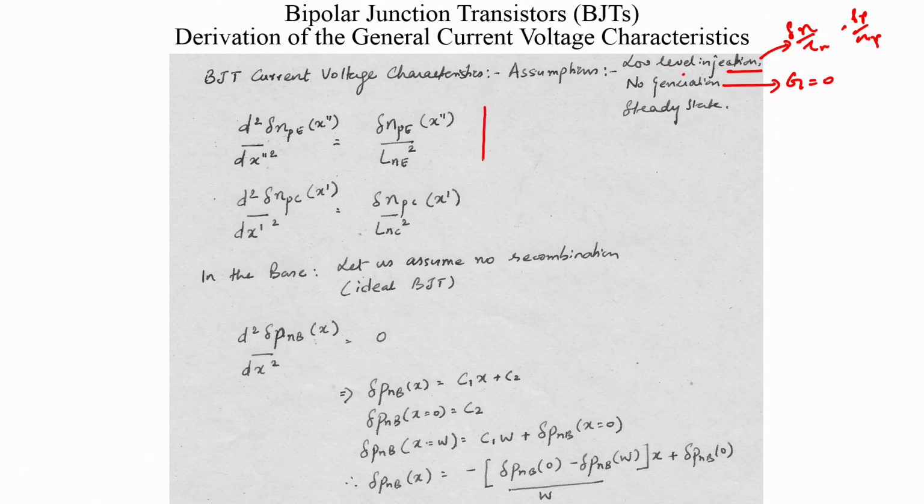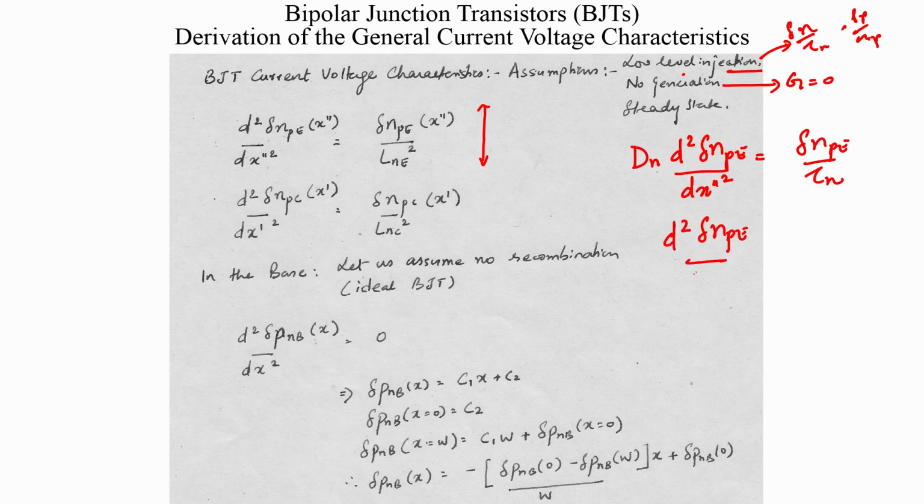The continuity equation is something that you are already familiar with. We have used this for the p-n junction diode, so I am not going to elaborate a lot on this. I made one leap right away, which is I have represented this term here as the diffusion length of the electron. So where did this L_n squared come from? The actual continuity equation is going to be D_n d square delta n_pE in the emitter by dx double dash square equal to delta n_pE by tau n, and therefore this becomes d square delta n_pE by dx double dash square equal to delta n_pE by tau n D_n, which is nothing but your L_n in the emitter squared. So that is the leap we have taken here.